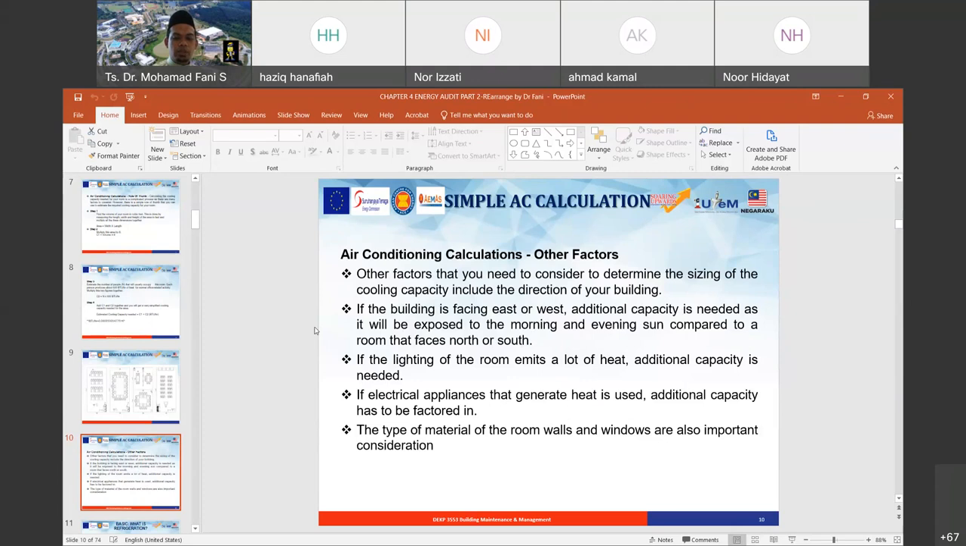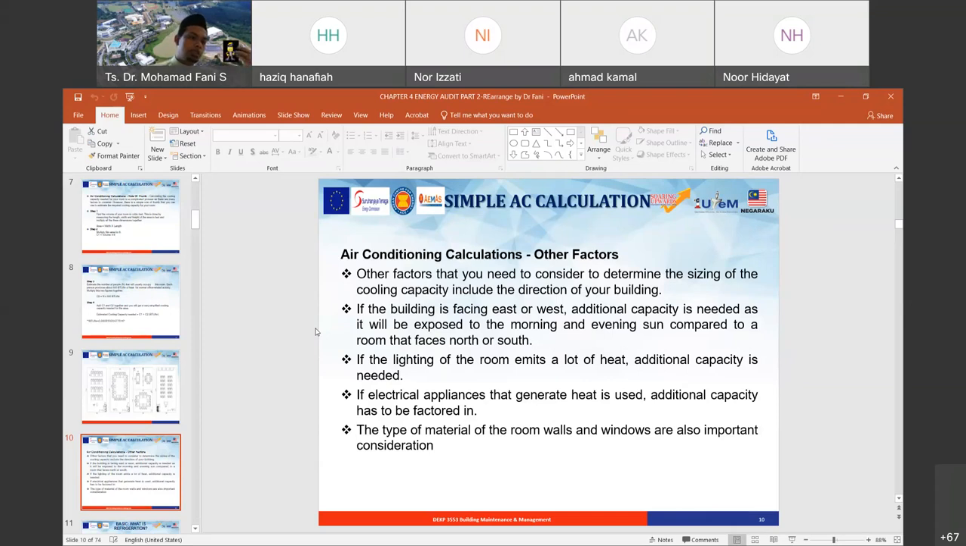If the lighting of the room emits a lot of heat, additional capacity is needed. If your room, for example, has a large lux level, this is one of the reasons why we need to measure the lux level during the auditing process, because one of the things that contributes to heat is the lighting. If your luminance is higher than standard, it will produce heat.